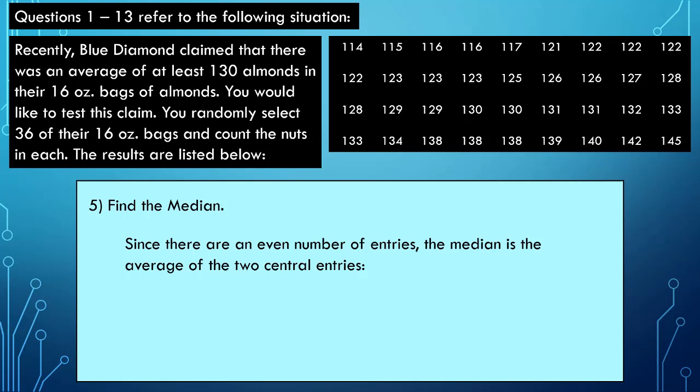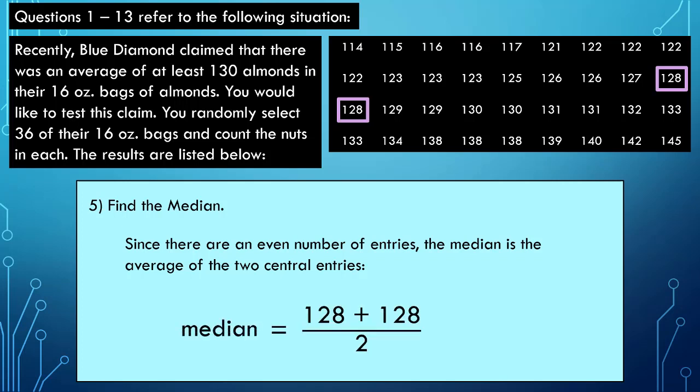So which 2 entries are in the middle? Well, if it's set up like this, it's going to be the data entry at the end of the second row and at the beginning of the third row. Those are the 2 that fall in the middle. So my median here is going to be 128 plus 128 over 2, which is 256 over 2, which is just 128. Whenever you're finding the average of 2 numbers that are equal, that average is always going to be that number. So that's our answer to question number 5.